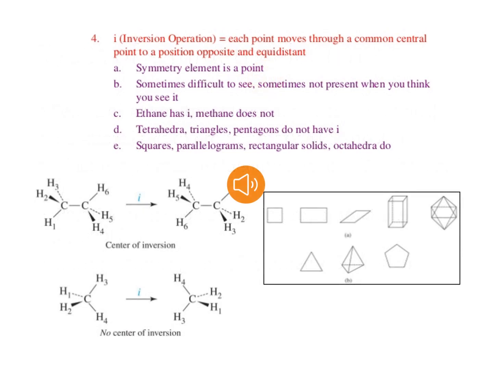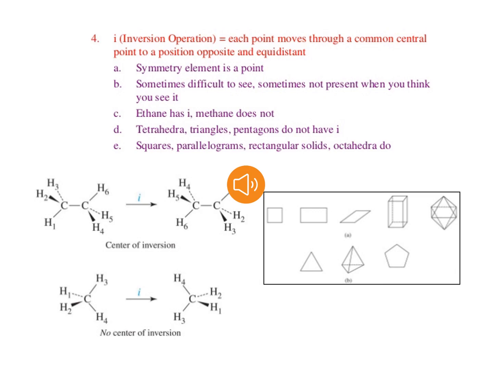In an inversion operation, each point moves through a common central point to the opposite position at an equal distance. In the inversion operation, the symmetry element is the point, which is sometimes difficult to see and sometimes not present when you think you see it.